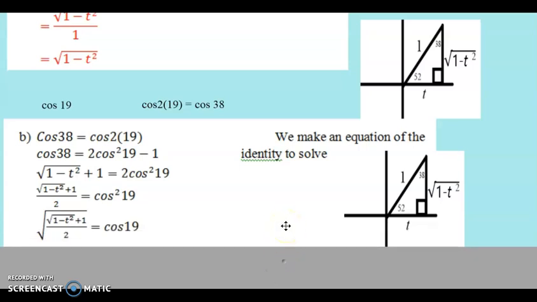Next step, that is cos squared 19. I want cos of 19. So I need to find the square root. Cos of 19 is then equal to plus or minus the square root of a fraction which entails a numerator of the square root of 1 minus t squared plus 1, over 2. But remember, this answer could be plus or minus. But cos of 19 degrees is in the first quadrant. So this answer will definitely be positive.